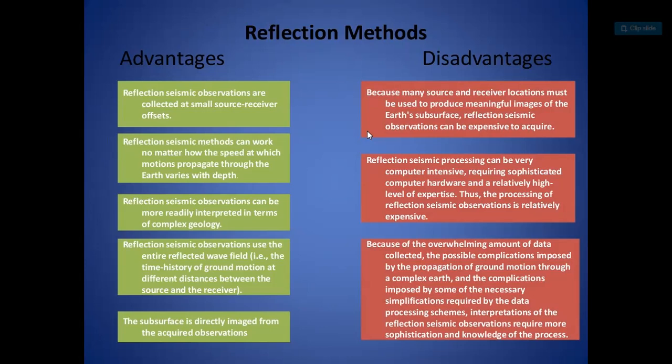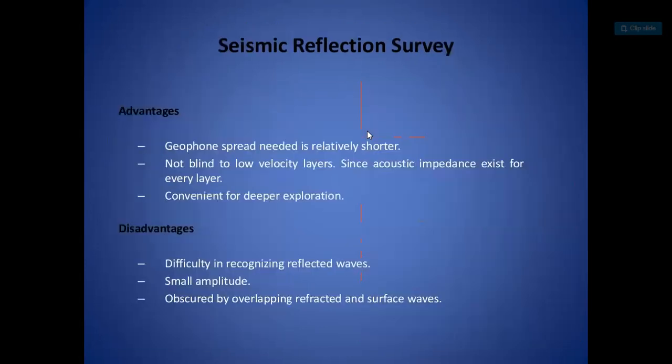Because of the overwhelming amount of data collected, the possible complications imposed by the propagation of ground motion through a complex earth, and the complications imposed by some of the necessary simplifications required by the data processing schemes, interpretation of the reflection seismic observations requires more sophistication and knowledge of the process.